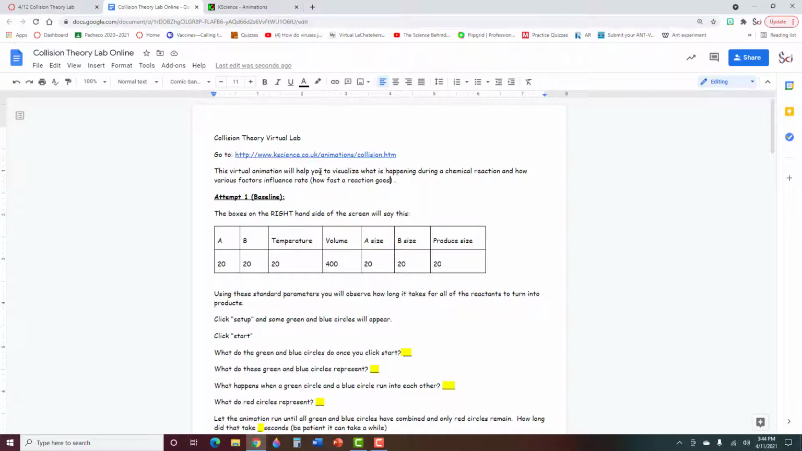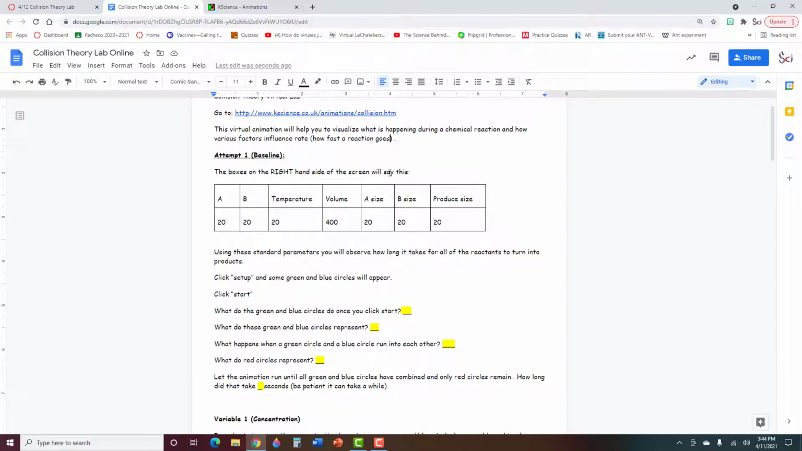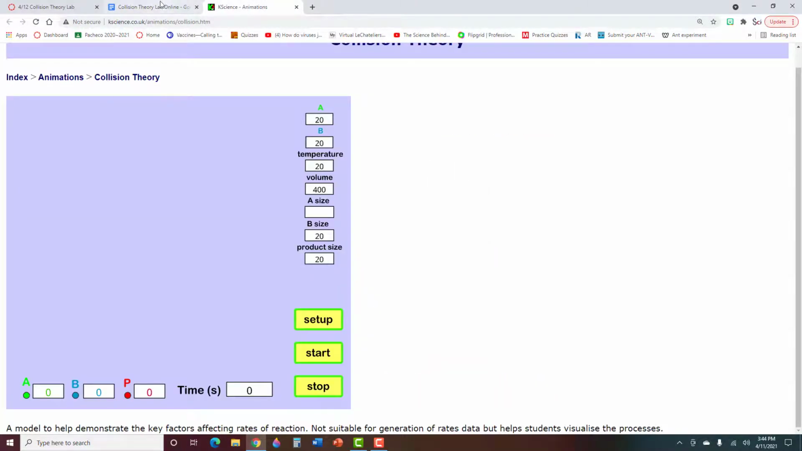It says this virtual animation will help you visualize what's happening during a chemical reaction and how various factors influence rate, which is how fast a reaction goes, which is what we're talking about this week. So what can we do to make a reaction go faster? What can we do to make it go slower? It says the boxes on the right-hand side of the screen will say this, and here they all say that except one of them got deleted, which was this one, 20.